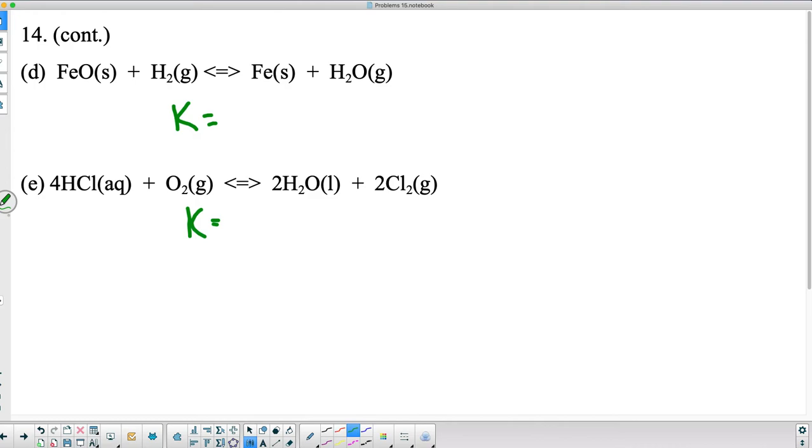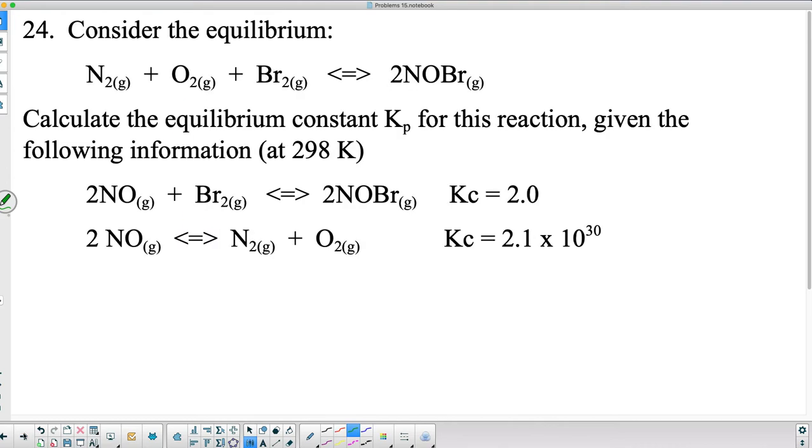Okay, let's move on to 24 then. 24 is a special case where we have, this is our target equation. That's the one we're looking to get by adding these 2 together that you see down here. Okay, and we can find then the total Kc for both equations by multiplying, but we may have to do some work on these equations.